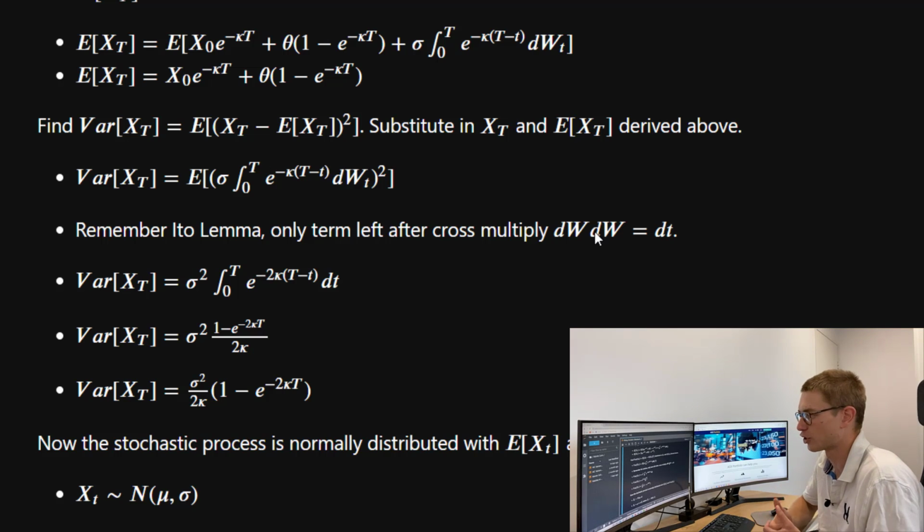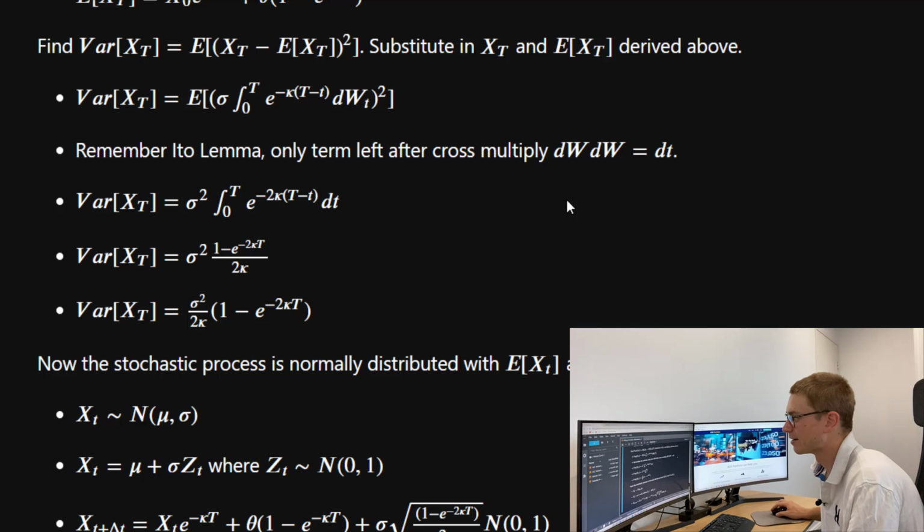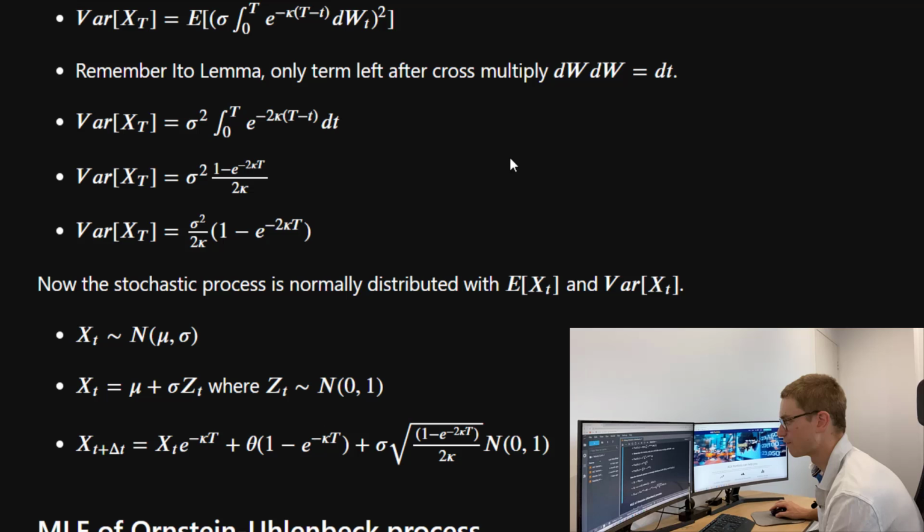Now I know that the only terms left, because of Ito's lemma, in all these cross multiple terms with dWt and dt, is going to be dW squared, which is equal to dt. And the reason that this exists is because of quadratic variation. So now the variance is equal to this term here, where we've got our dt term left. We've taken the square down into the exponent, and the square of the sigma. So here, if we take the integral, then we get t minus t, so the exponential of 0, which is 1, minus e to the negative 2 kappa t.